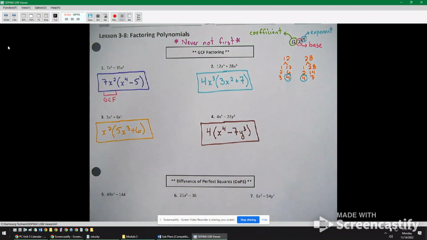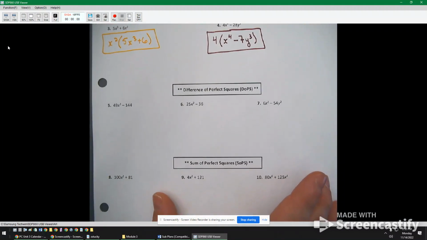Okay, so that's GCF factoring. GCF factoring is what we always try to do first. And then we look at what we have left over and we try to break it down some more. And that's where we get these other factoring methods. So let's move on to our next one.